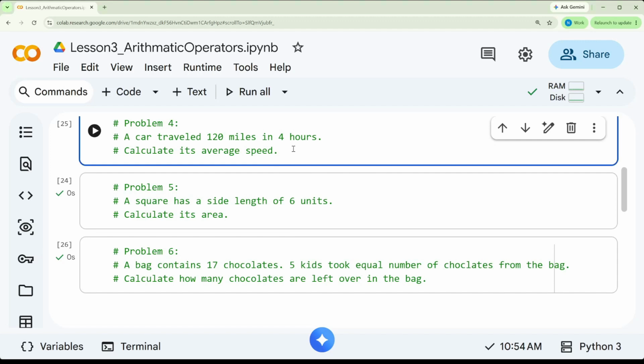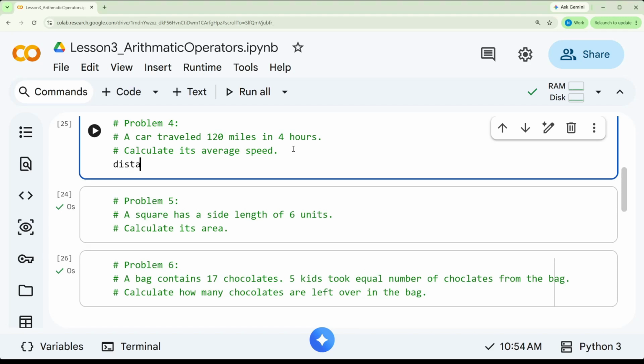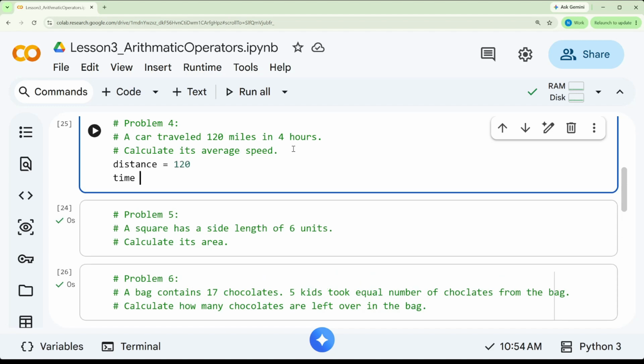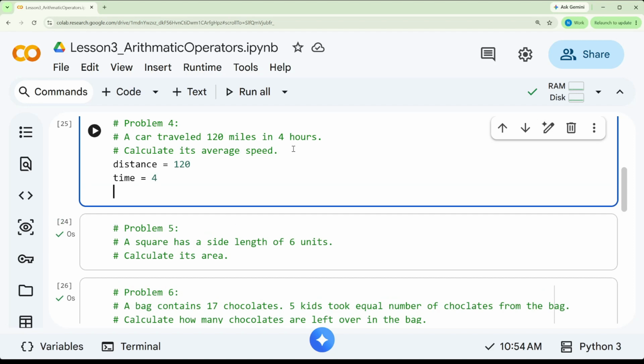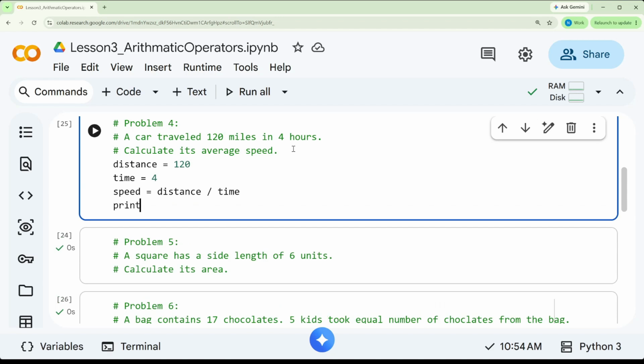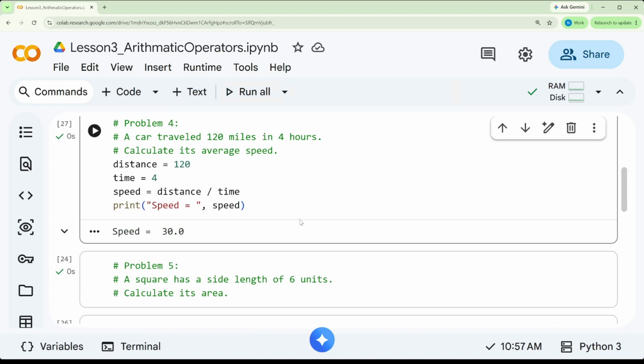So the first one says a car travels 120 miles in 4 hours. So what is the speed of this car? Distance is 120. Time taken is 4 hours. So speed is what? Distance divided by time. So let's print our speed, and run it. As you expected, 30 miles an hour.